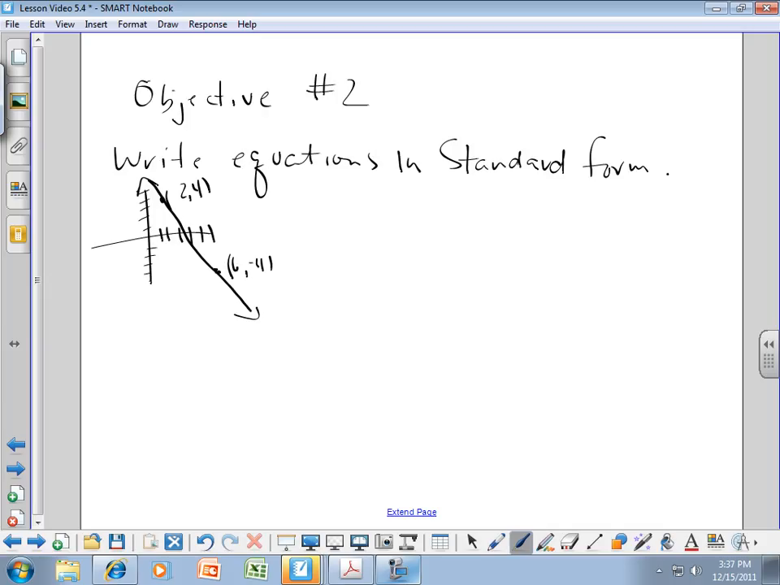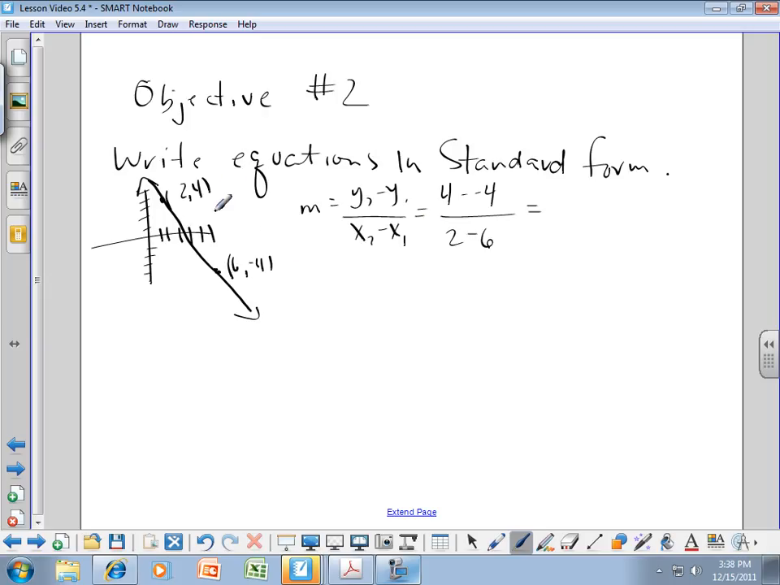Well, we can't just go right to standard form. We've got to use what we already know. What do we already know? We know about point slope, and we know about slope intercept. I think point slope's the way to go here, but the first thing we've got to have is a slope. We've got plenty of points. Don't forget, y2 minus y1 over x2 minus x1. That's the slope formula. How about 4 minus negative 4 over 2 minus 6?